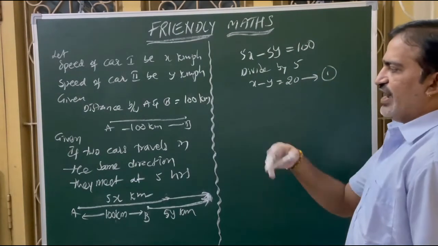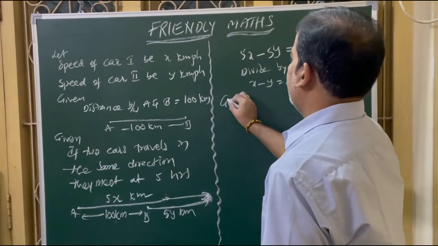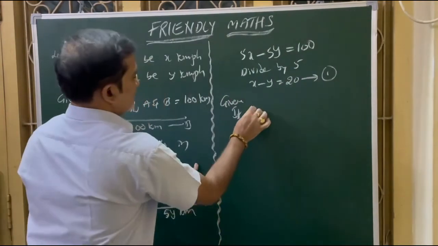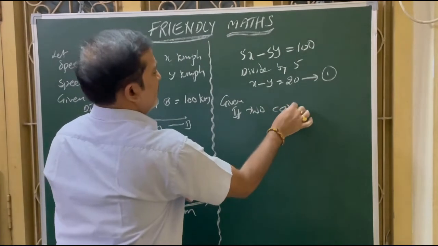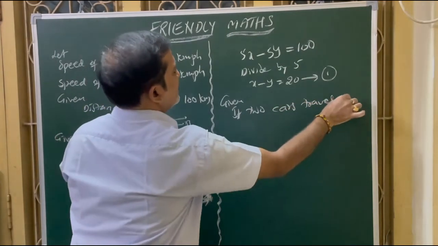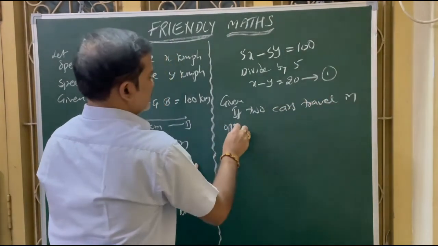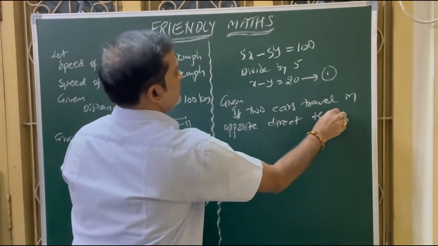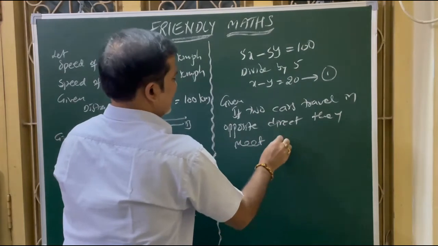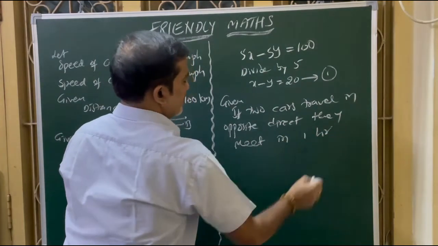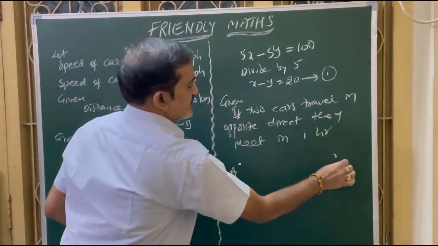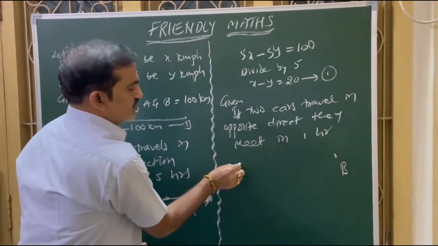Then to find the second equation, what is given here? Given if two cars travel in opposite directions, they meet in 1 hour. They meet in 1 hour, right? Here A is there, here B is there. Understand? Car 1 starts from A.